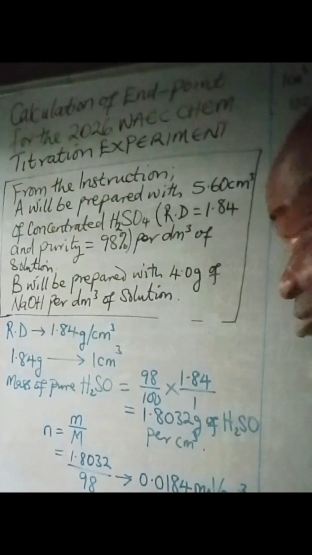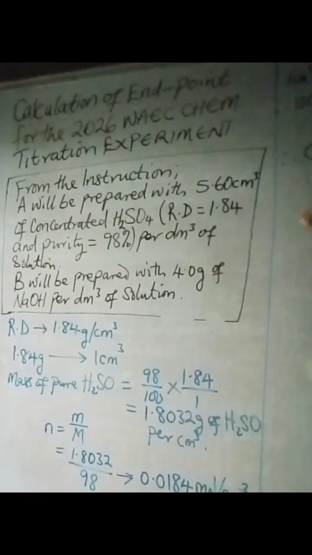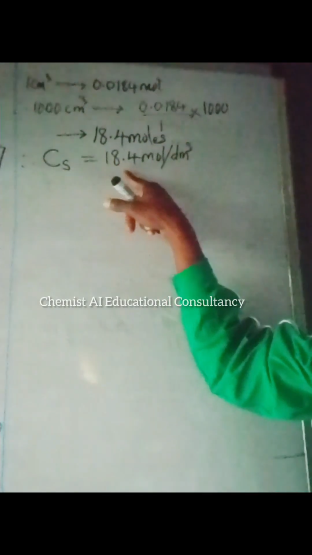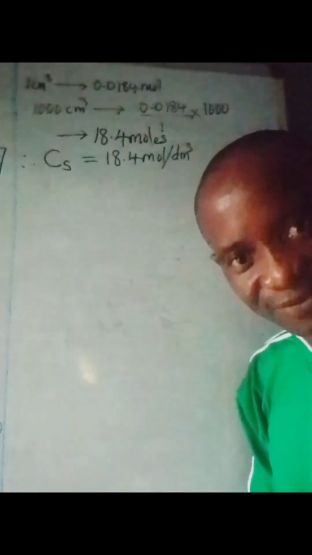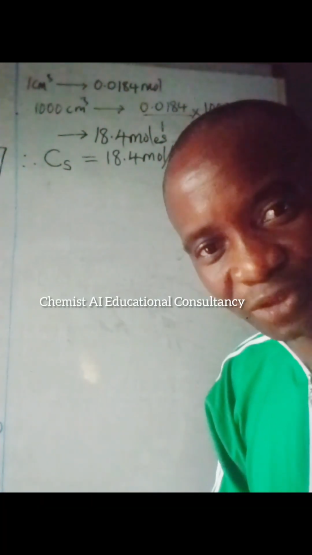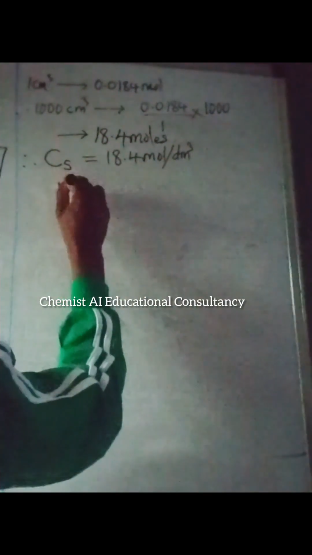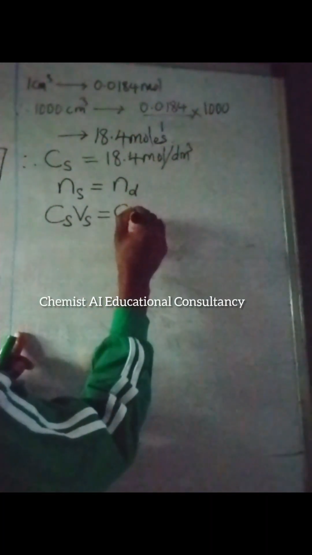Now, the teacher is instructed to dissolve 5.60 cm cube of this solution with 18.4 mole per dm cube concentration inside 1 dm cube, that is 1000 cm cube of solution. You have to apply what is called dilution principle, which states that the number of moles of stock is the same as number of moles of diluted solution, and number of mole is CV. So concentration of stock times volume of stock equals concentration of diluted solution times volume of diluted solution.